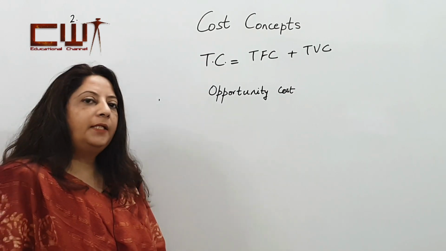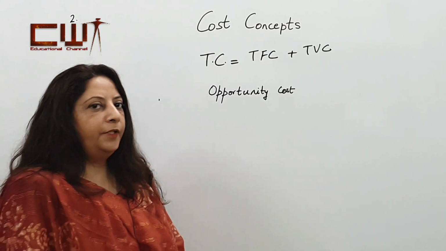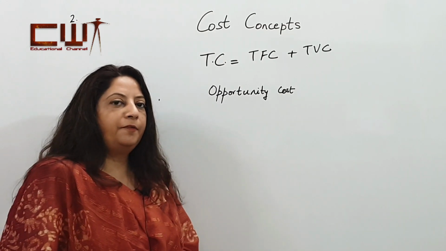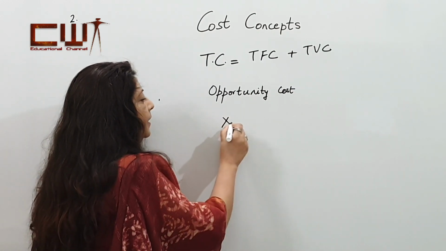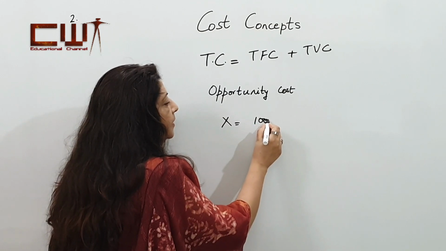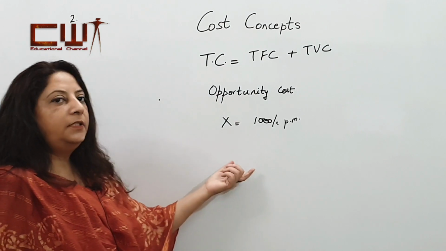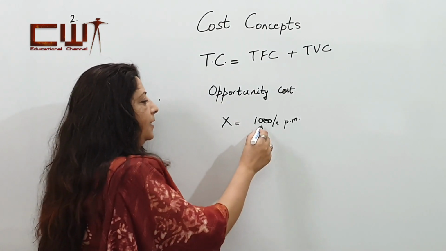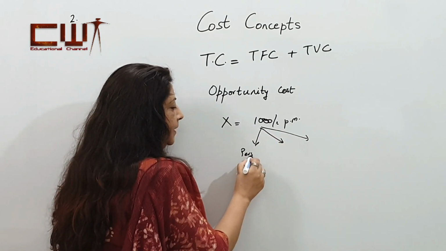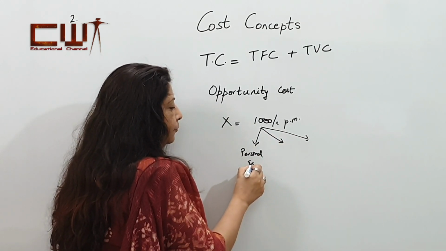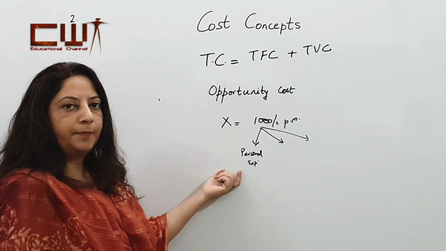If we take a very simple example, all of you would be getting some pocket money. I am sure we must be getting some pocket money from our parents. Let's suppose there is a person X and this person gets a pocket money of 1000 rupees per month. Now, out of this 1000 rupees, this person has to bear his personal expenses, like food, travel, etc.